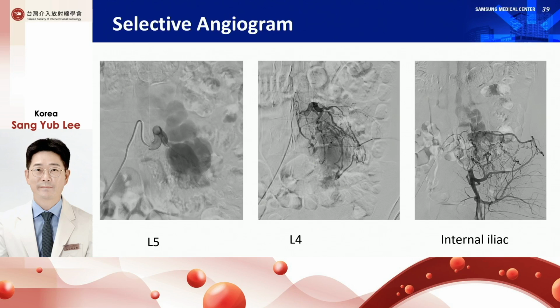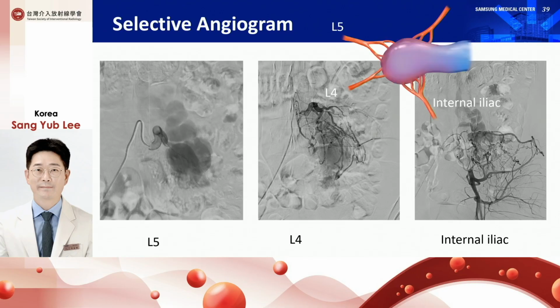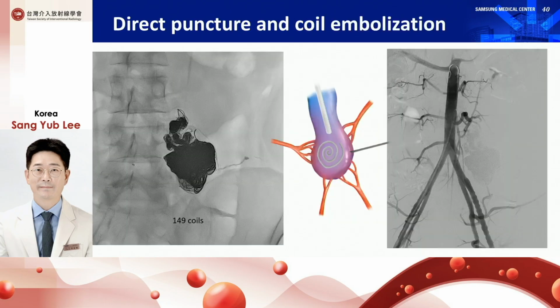Selective angio shows the L5 lumbar artery is the main feeder. However, L4 has multiple feeders. Internal iliac has multiple feeders. So we can consider it as a type 2 AVM, numerous feeding arteries and one single draining vein. So in this case, I used direct puncture and coil embolization was performed, and tract embolization was done by using glue. And this is the final image.